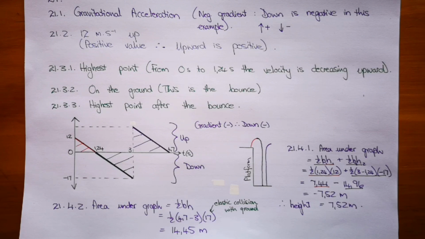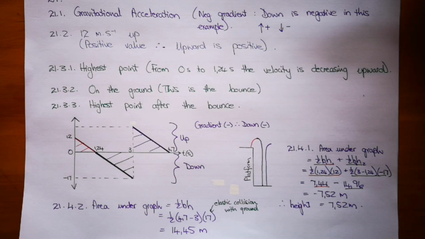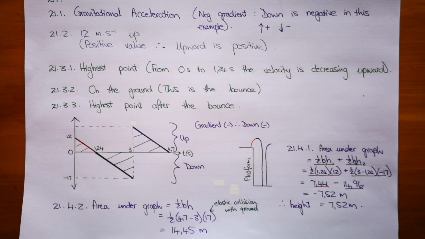I'm using this example because it involves so much with these types of questions. As you look at your graph, the graph has a negative gradient. I've indicated that here. The gradient is negative, therefore down is taken as negative, because the gradient gives the gravitational acceleration. So down is negative, up must therefore be positive. Negative gradient on a velocity time graph indicates that down has been taken as negative. Therefore g will be negative 9.8 if we had to use g values, for both the upward and the downward motion.